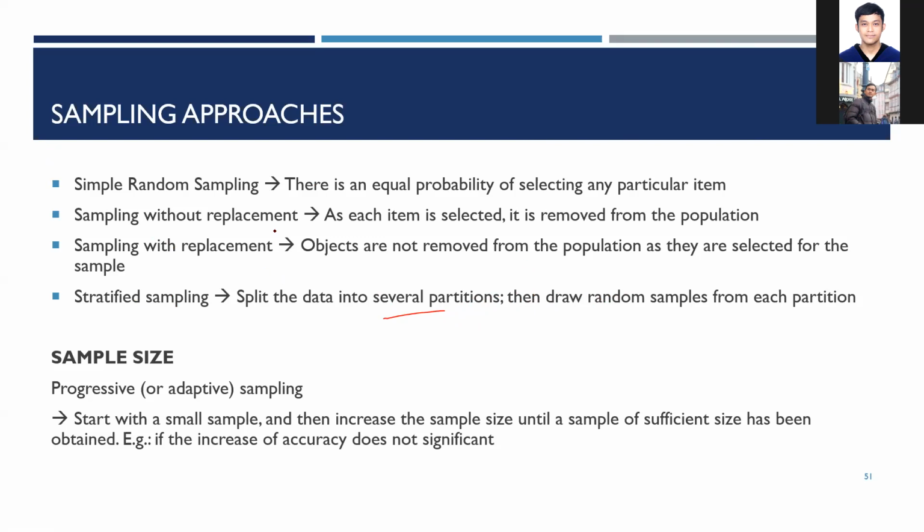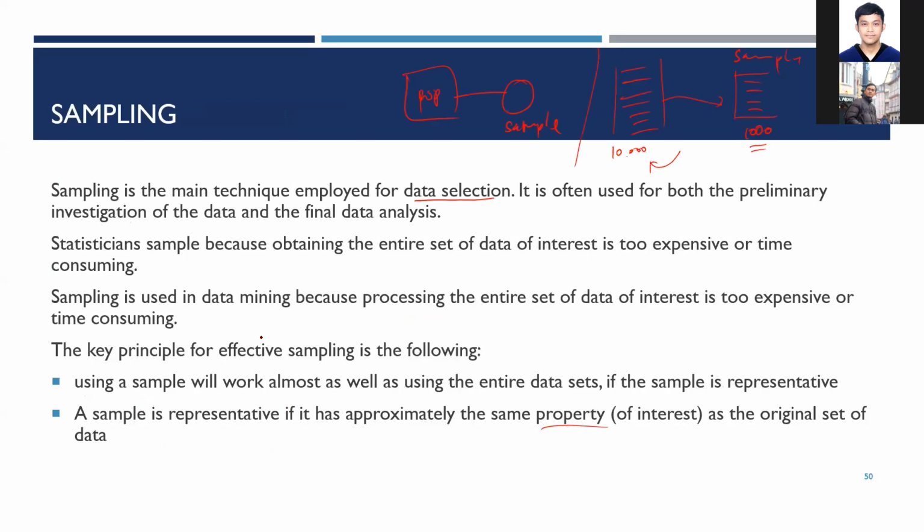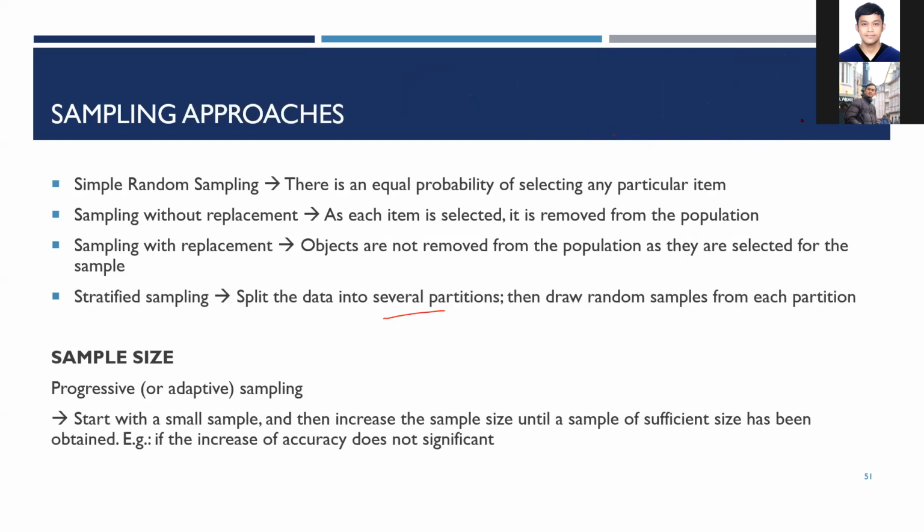For sample size, how big can the sample be? We can apply, for example, progressive or adaptive sampling. We start with a small number of samples, and if we think the accuracy is not good enough, for example, from 10,000 we use maybe 500 first. But after we process the data, the accuracy is not good, so we increase the number of instances in our sample. So we can apply these techniques.